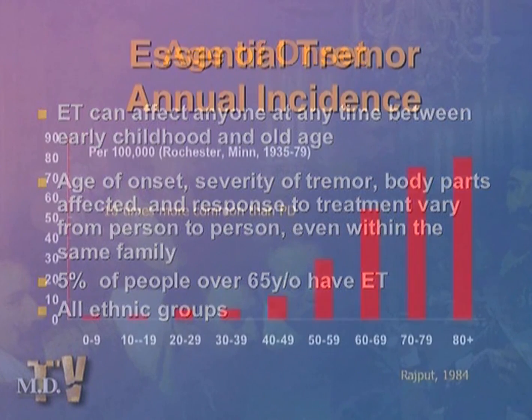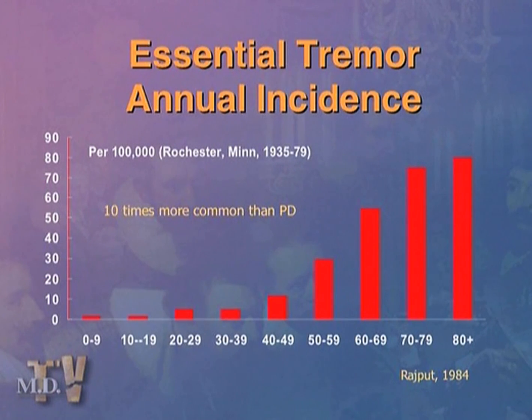all ethnic groups. Now, this slide or cartoon shows us the annual incidence of essential tremor. The vertical bar is the number of patients per 100,000 that occurs in these age groups. And the horizontal bar is the age groups. And you can see, even at ages 0 to 9, there is some minimal patients that will have tremor. But it gets more as the patients get older. And you can see at about the age of about 40 to 49, maybe 10% per 100,000 will have it. But age is the greatest risk factor.